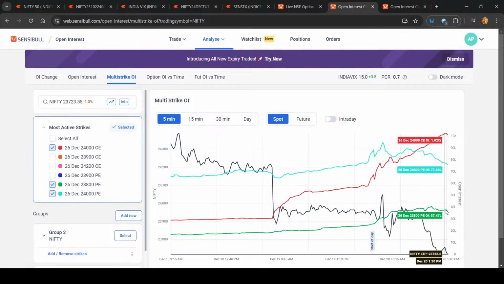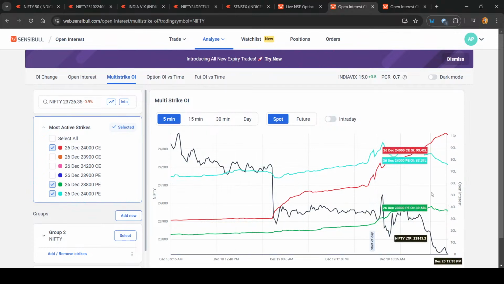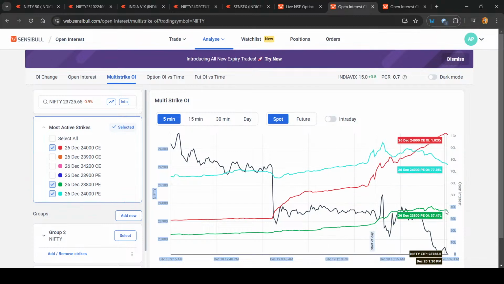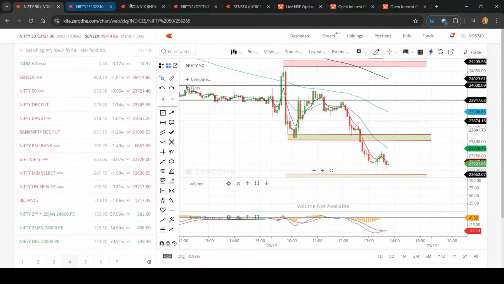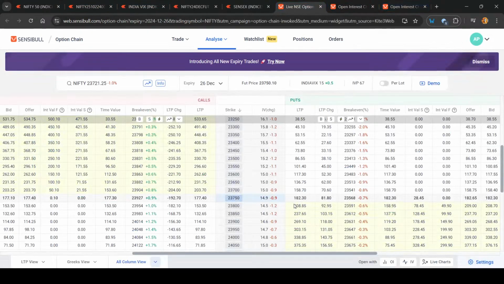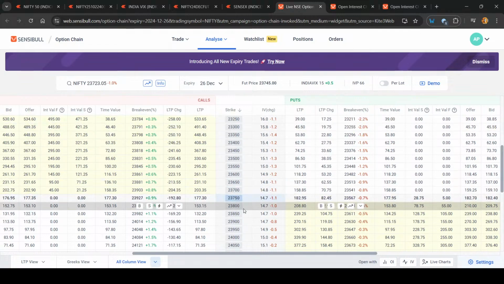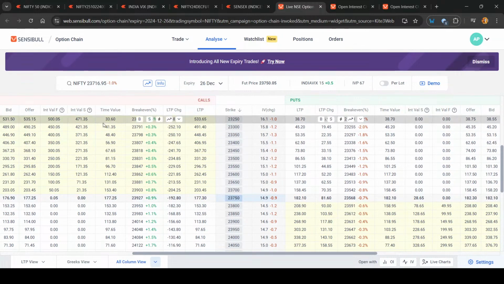So I think the 23,800 put writers have also started panicking. If you see, there were almost 37 lakh orders, so 36 lakh I think it has come. So let's see. Option chain, right? We'll go to the option chain once, because it has now started increasing by more than 200, right?